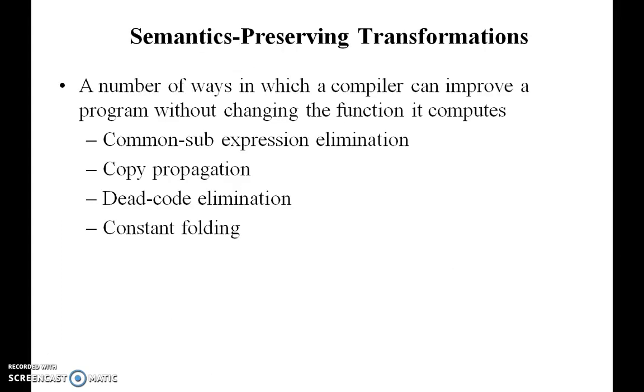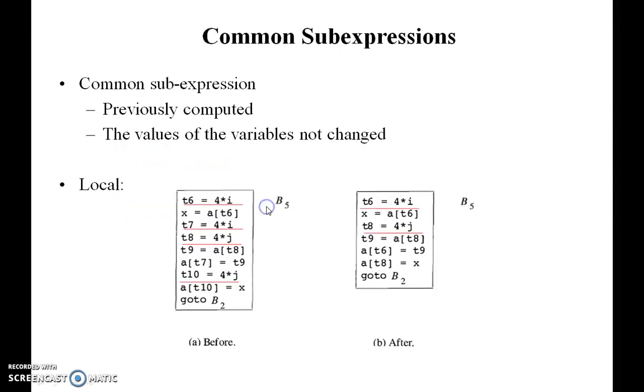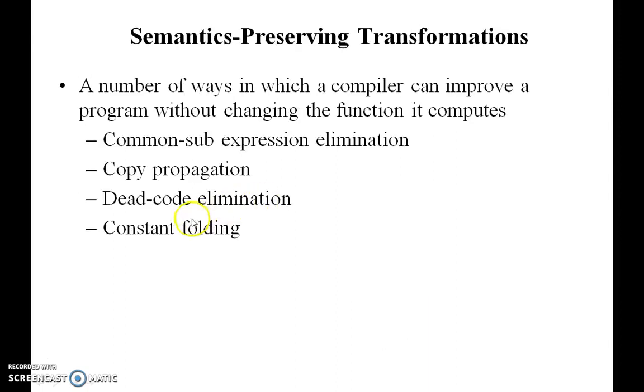The optimization takes place based on different factors. That is, the compiler can improve your program without changing any functions, without changing the meaning of the program. There are four types of actions that take place in optimizations. The first one is common sub-expression elimination. The second one is copy propagation. The third one is dead code elimination. The fourth one is constant folding.